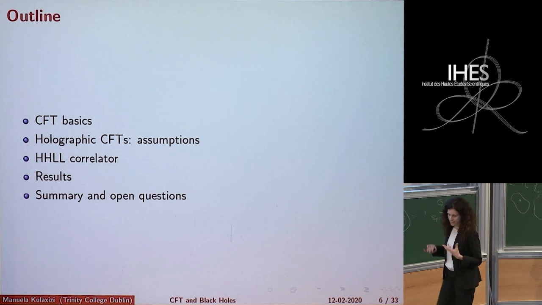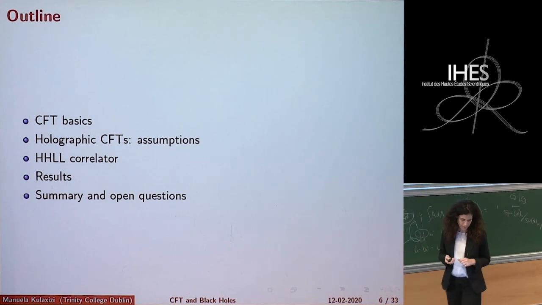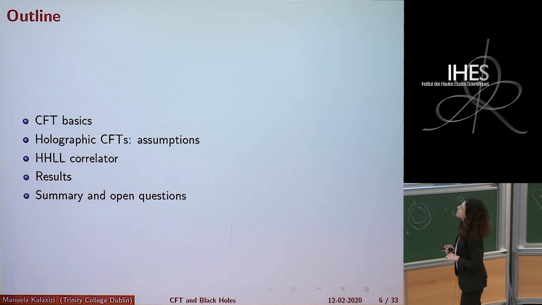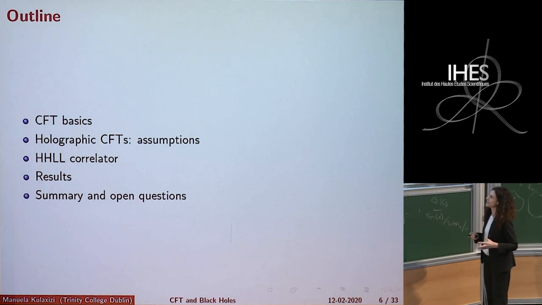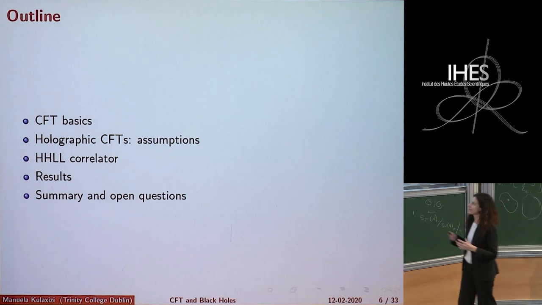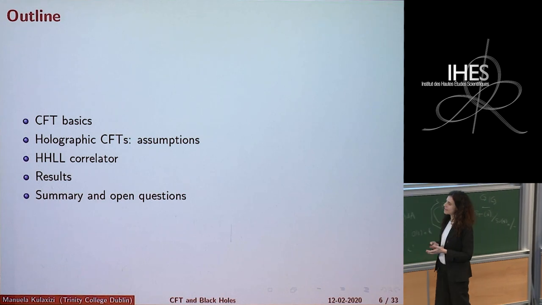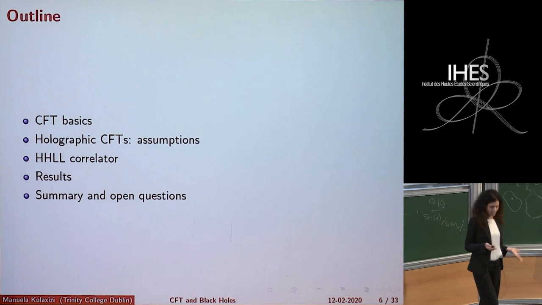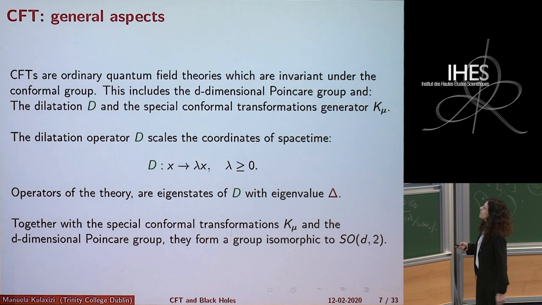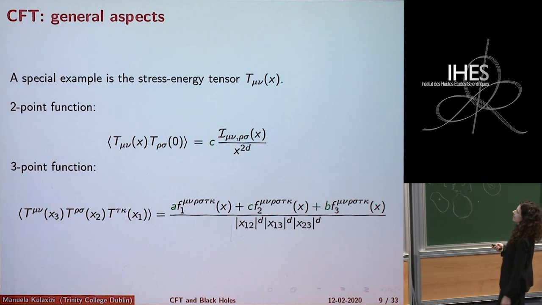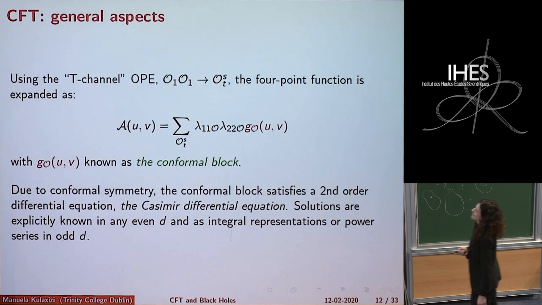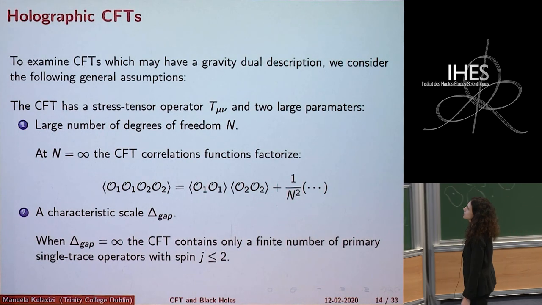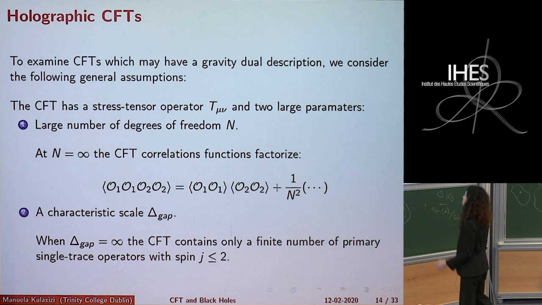So this is basically the outline of a talk. There'll be some CFT basics, but I will probably skip them in this audience. We don't really need any CFT basics. We start from defining what a holographic CFT is, what our assumptions are, and then how we'll try to address the computation of this heavy-heavy-light-light correlator. So let me skip all these generalities. This is the crossing equation, okay, and let me go to the holographic CFTs.